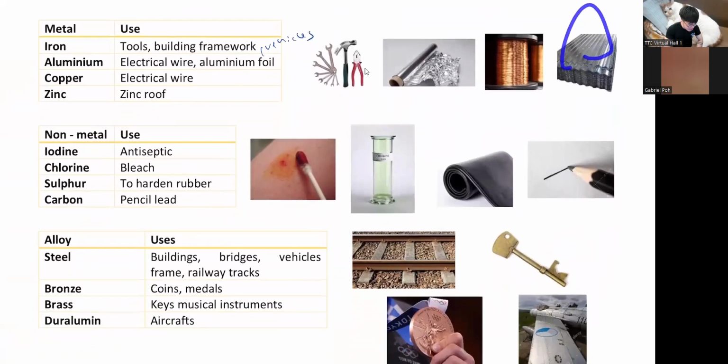All right. And then of course non-metals, we have iodine. It is your antiseptic. That means you put it on your wound. If you cut yourself, you put it on your wound so that it can get rid of the bacteria. Chlorine is for bleach. You use it to bleach your clothes. Your Clorox is chlorine, that's why the name Clorox. And of course sulfur, we use it to harden rubber. Carbon, like I said, is your pencil lead. Your pencil lead is not lead. There's another type of metal called lead, but this is not lead. It just looks like it.